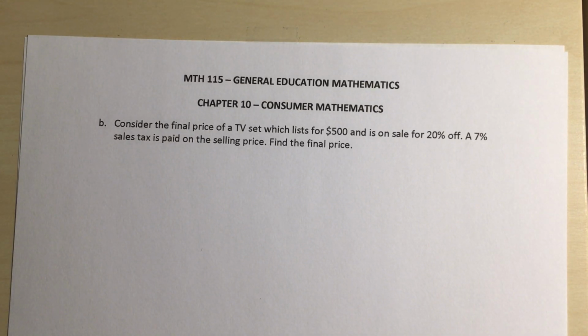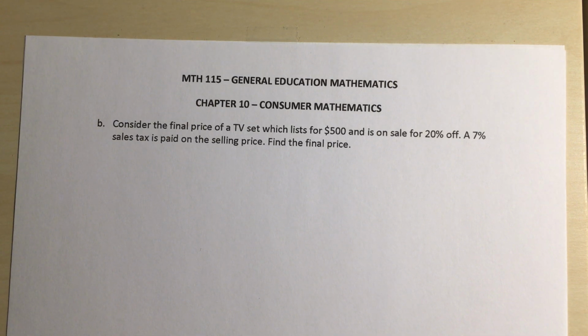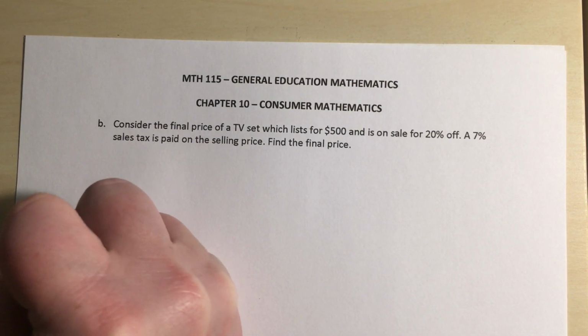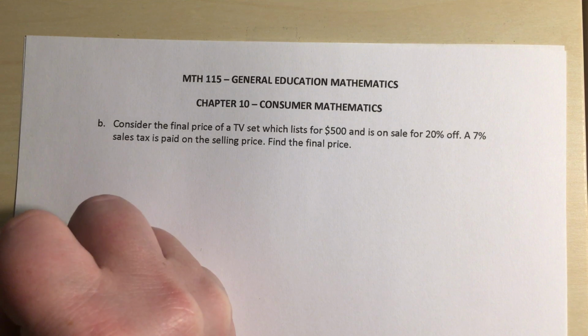For B, consider the final price of a TV set which lists for $500 and is on sale for 20% off. A 7% sales tax is to be paid on the selling price. Find the final price. Okay, so we are going to start. And these we are just going to go through and use the direct method only.